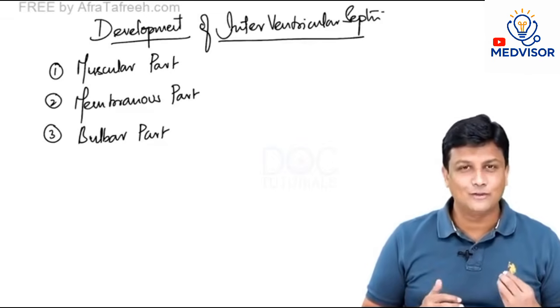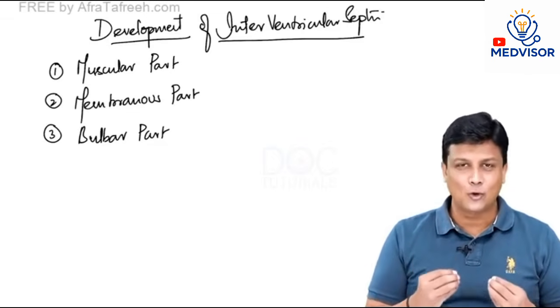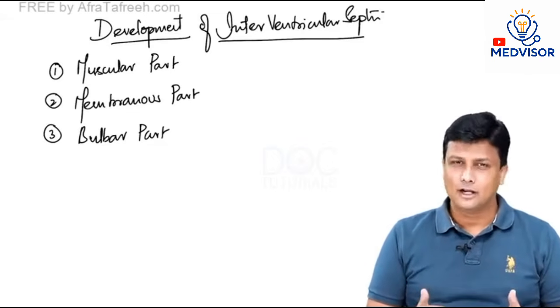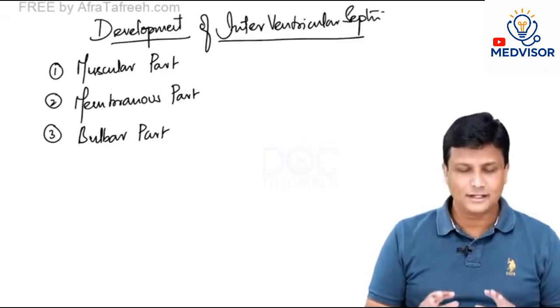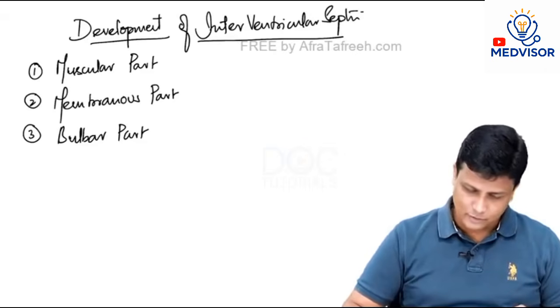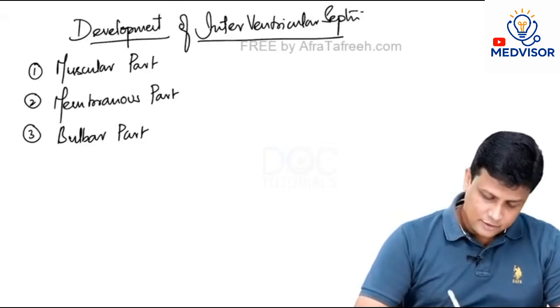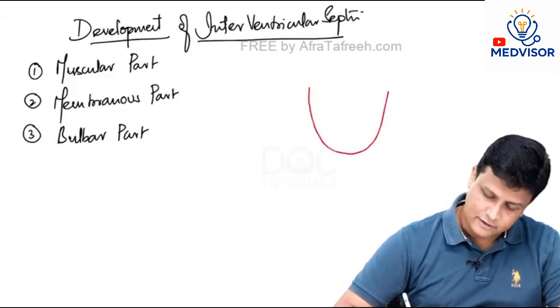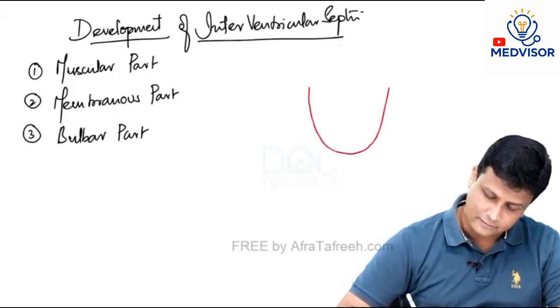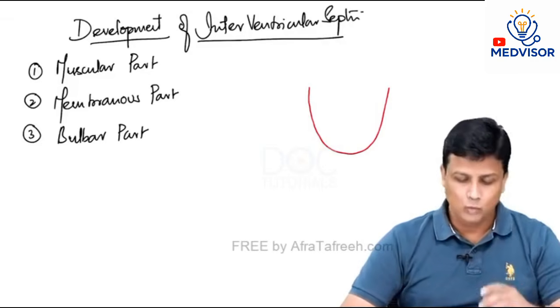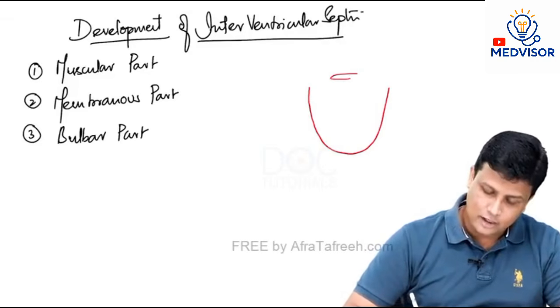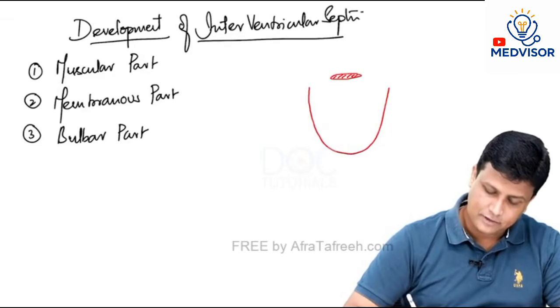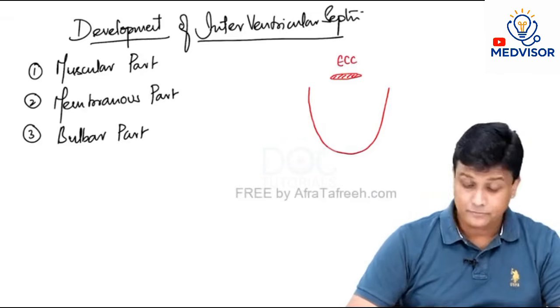And the only thing that you have to do here is remember where they are derived from. All these 3 parts, where are they derived from? You just have to remember this one here. Now you just imagine that these will be the ventricles here, guys, the right ventricle and the left ventricle, the chambers present below. And I told you there will be an endocardial cushion in the middle here. This is your endocardial cushion.